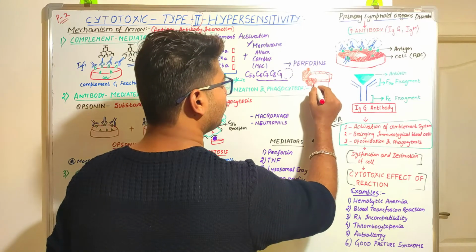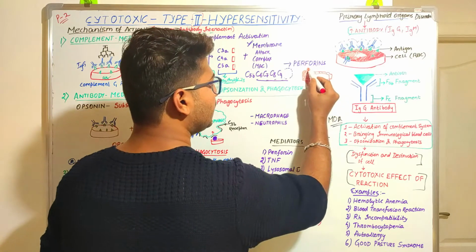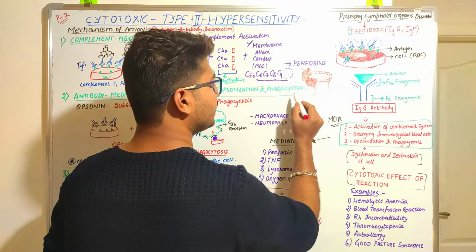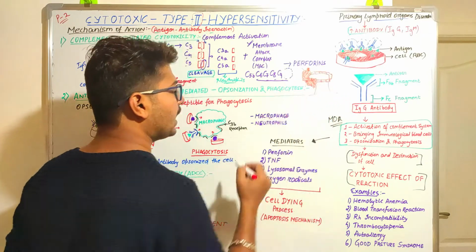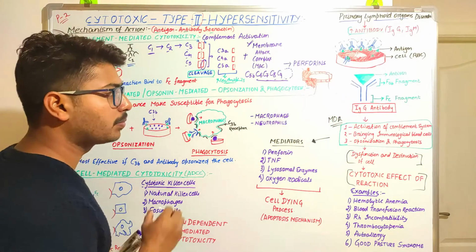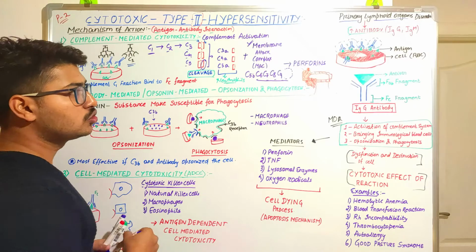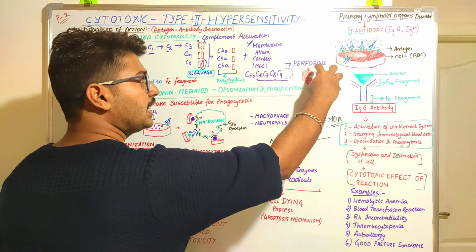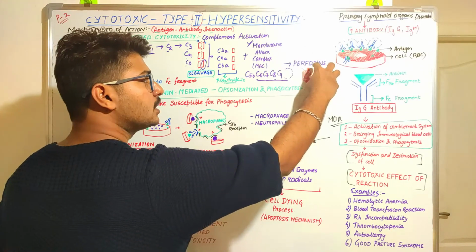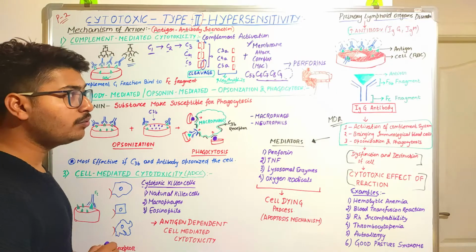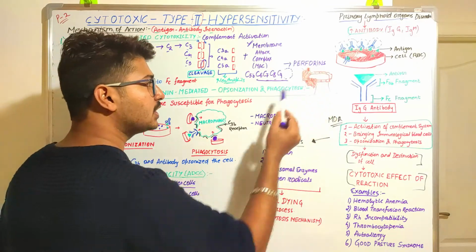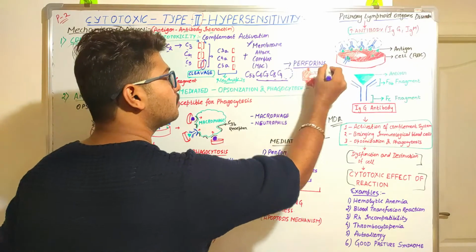Okay, so C5b, C6, C7, C8 and a whole lot of C9 form the proteinaceous part. So this complement, that is the membrane attack complex, will be affecting the cell membrane. How will it affect it? It will be producing mediators that are known as perforins.